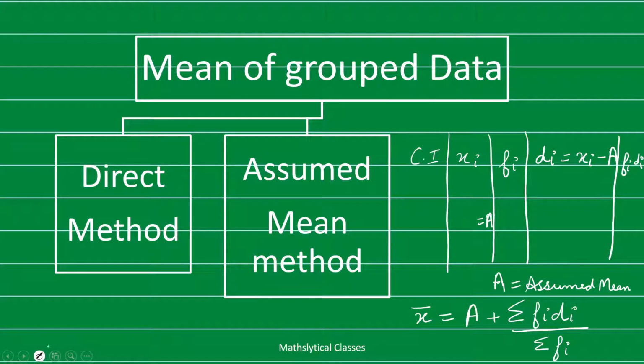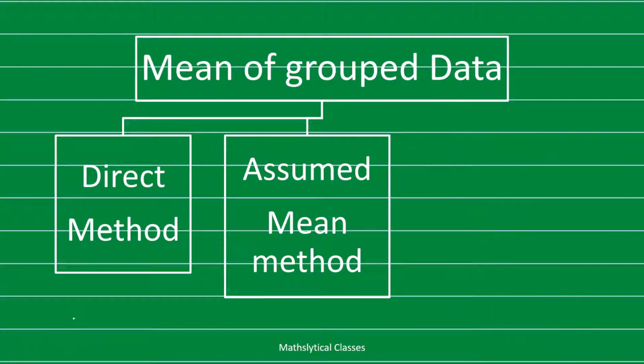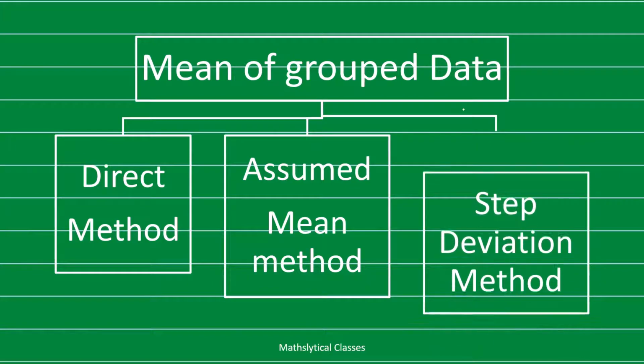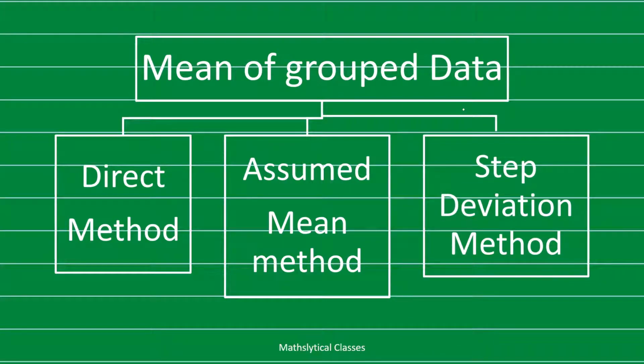Then the third method which we have is the step deviation method. In step deviation, there's one extra step from assumed mean. In assumed mean, we find di. In step deviation, we find di dash, and di dash is xi minus a upon h. And what is h? H is the length of the class intervals.